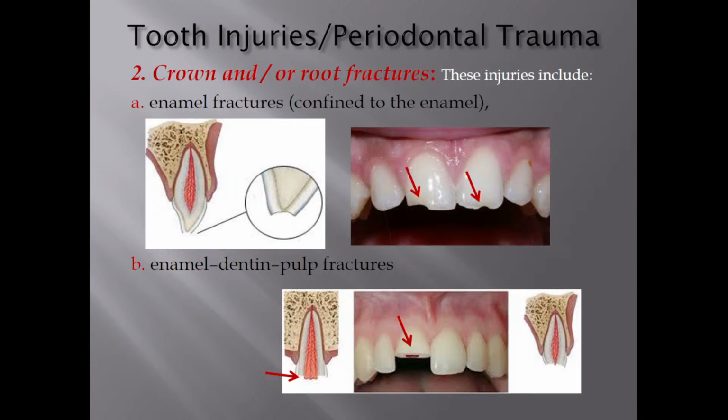The Ellis third fracture involves the enamel, dentin, and pulp. Bleeding from the pulp may be observed. Bacterial contamination of the pulp can result in necrosis of the pulp, necessitating endodontic therapy.